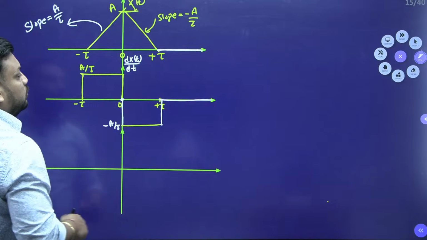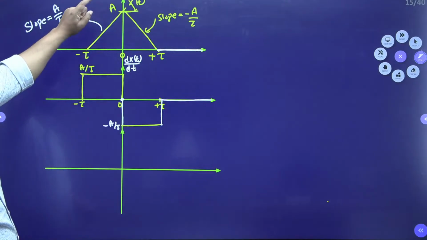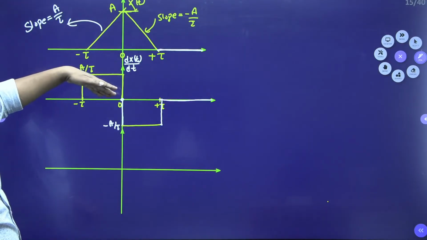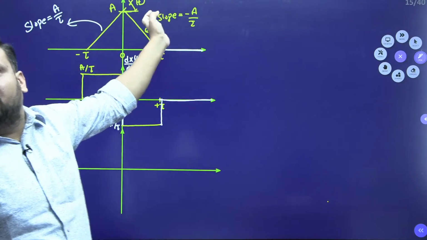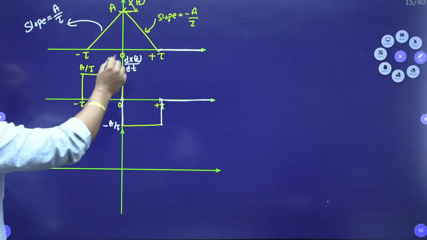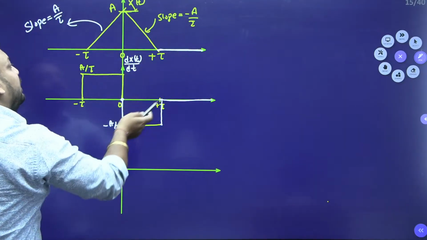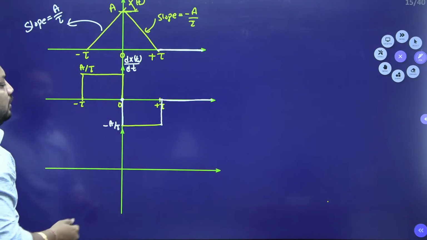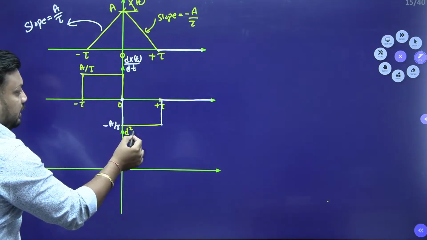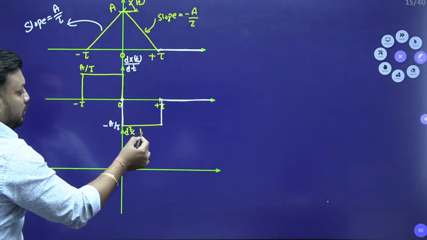It is also an important point that the differentiation of an even signal becomes odd. Do you know that the triangular function is symmetrical about the y axis, so it is an even signal. So if I differentiate an even signal, I get an odd signal. Now again I am differentiating, so d2x(t)/dt squared.